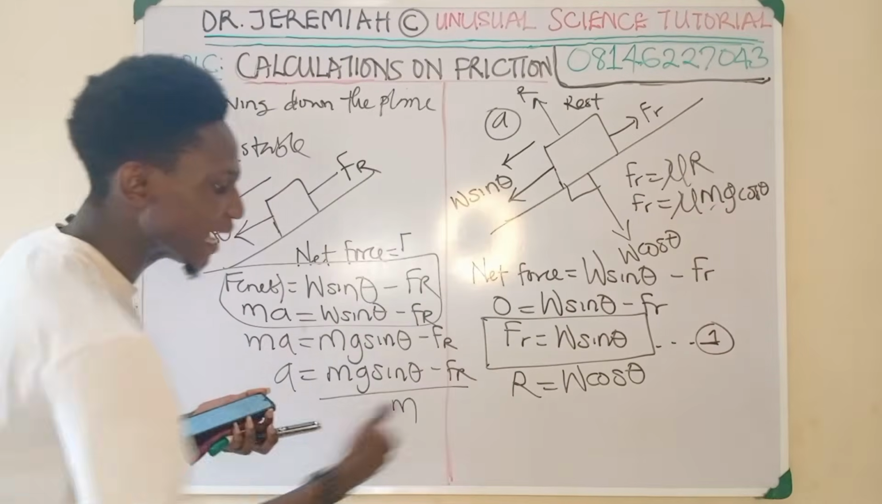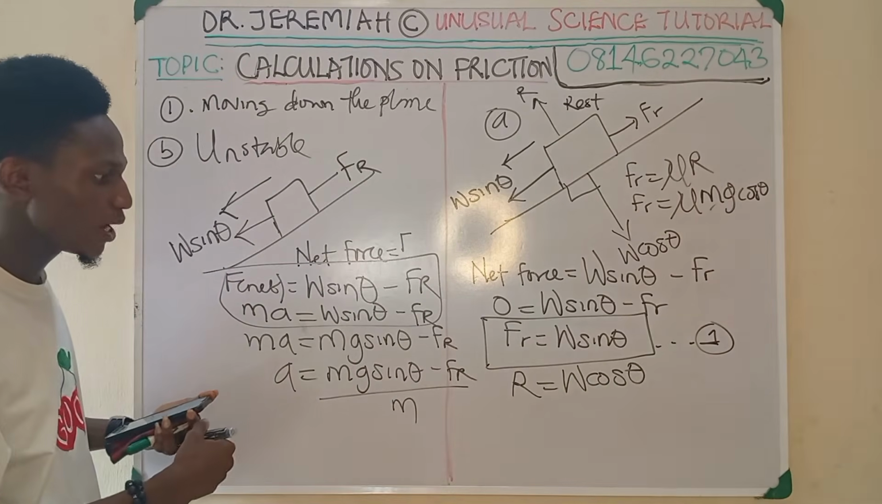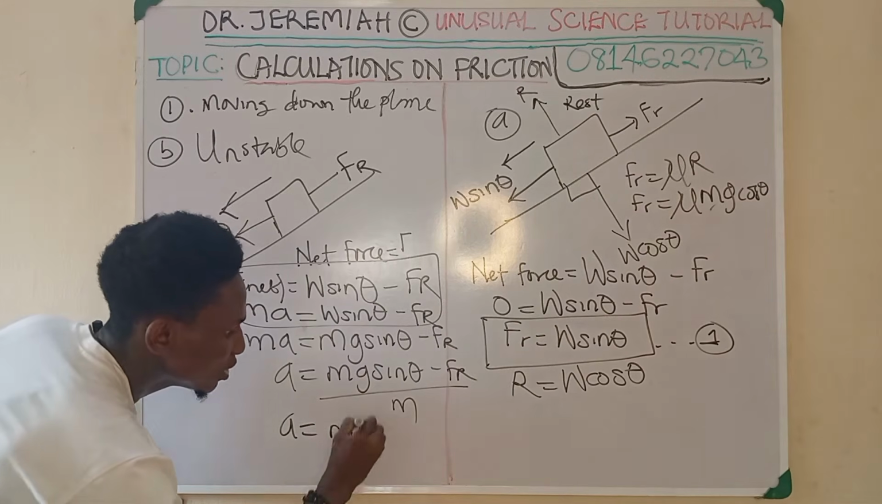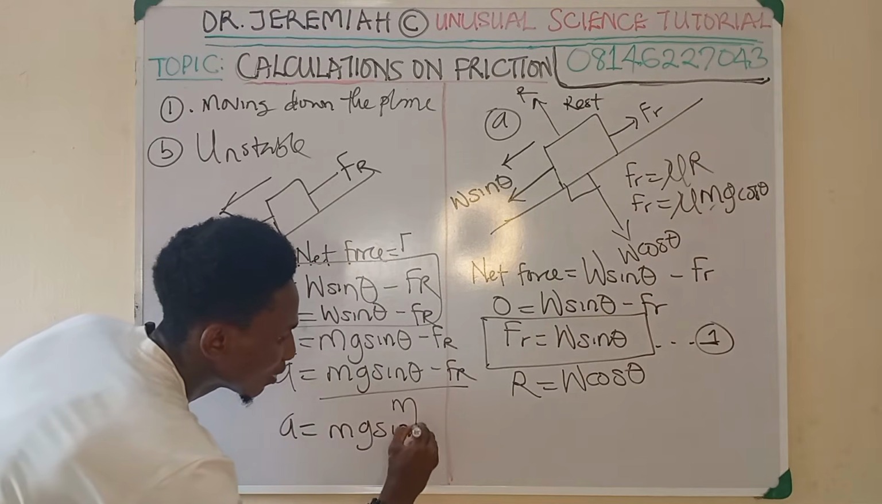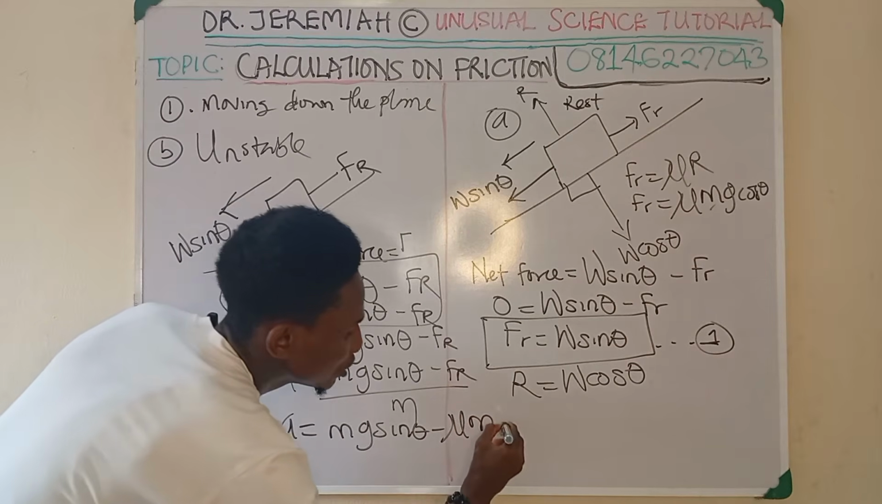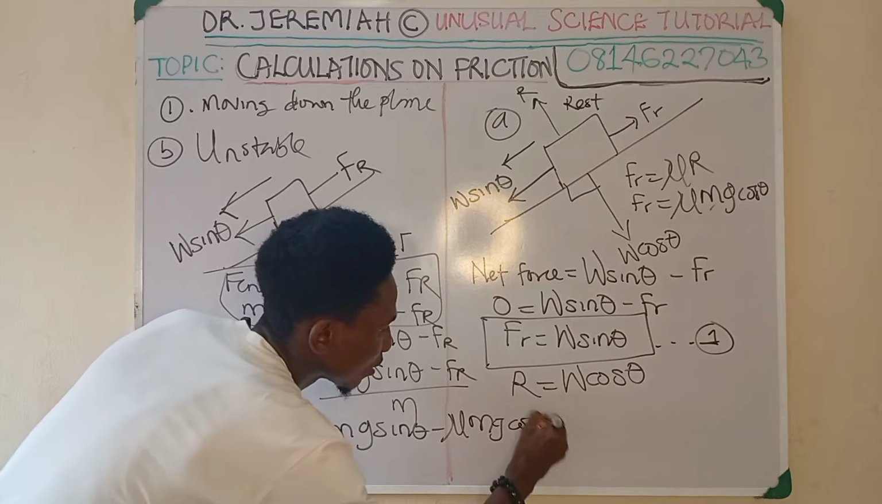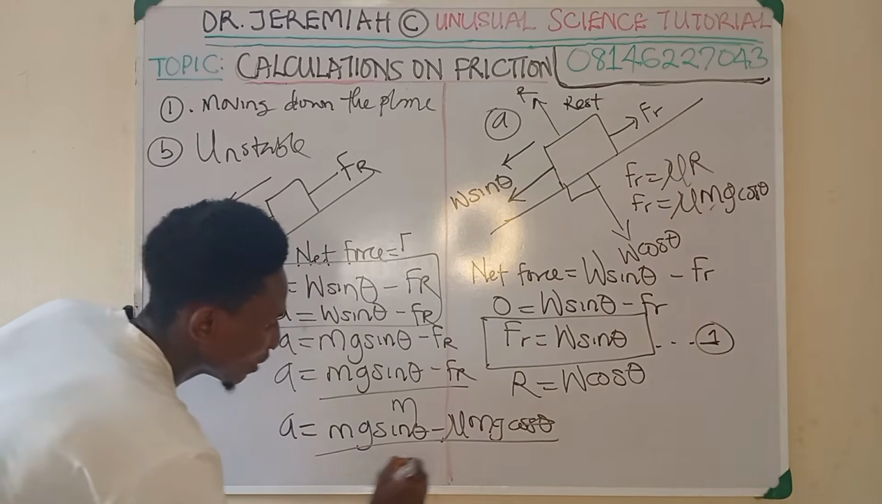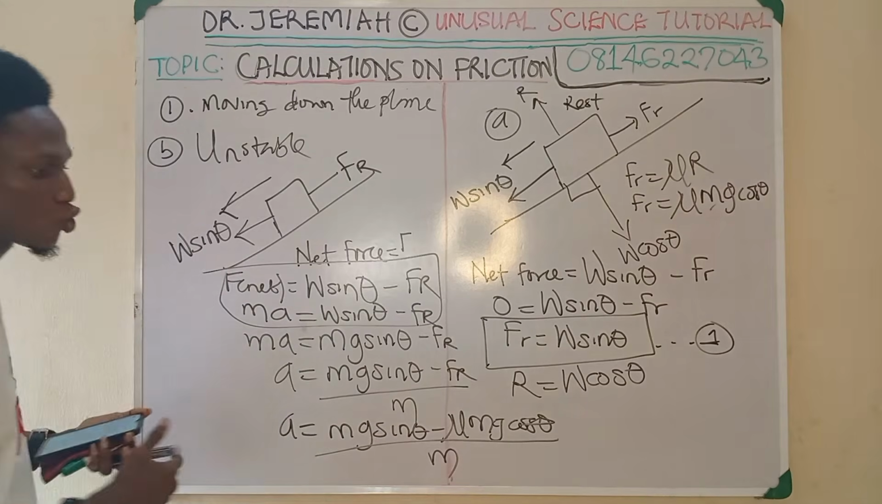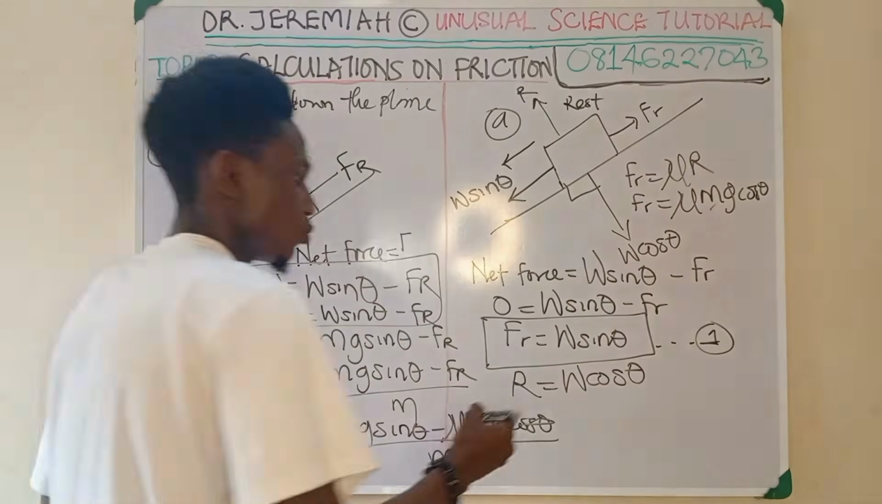If I want to replace this here, I'm going to get what? Where will I use it now? I hope you can see it here. So I'm going to have mg sin theta minus mu mg cos theta, divided by mass. Now we have mass in both of them, so it means we can bring out mass.